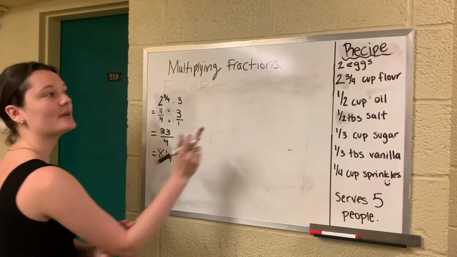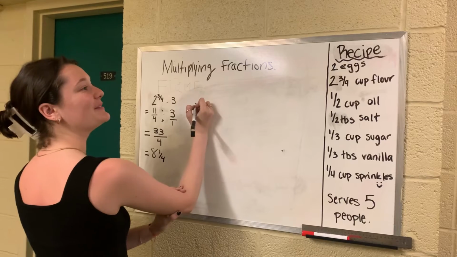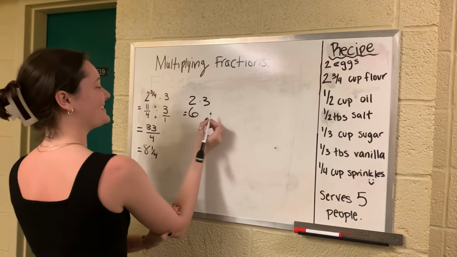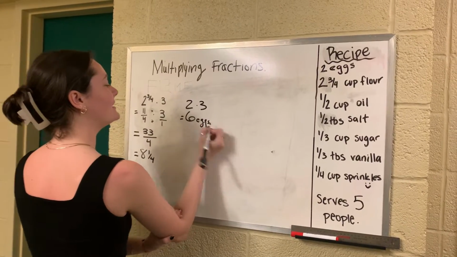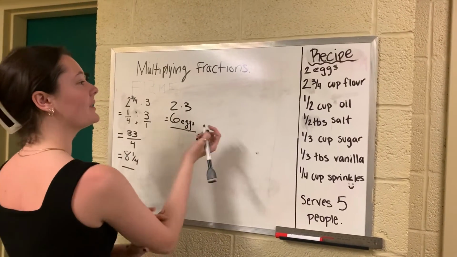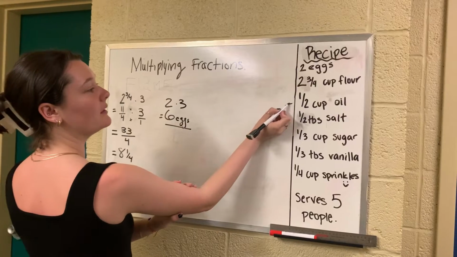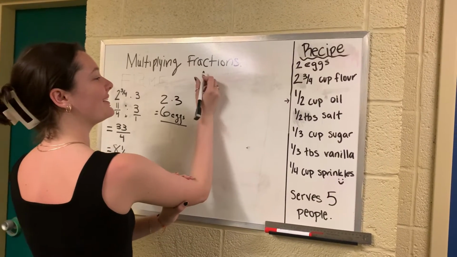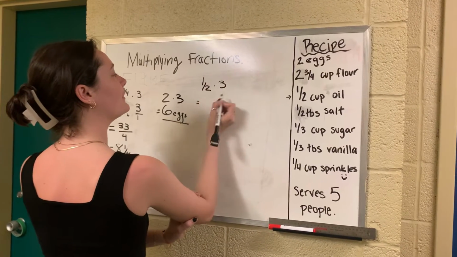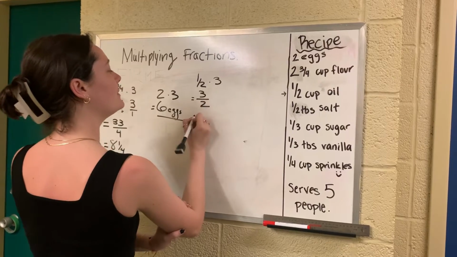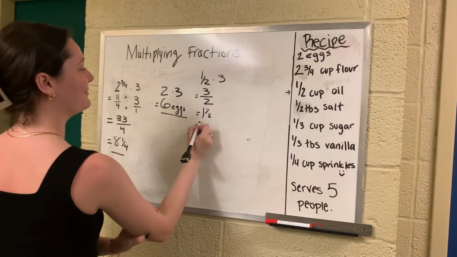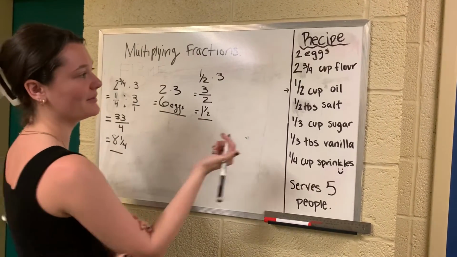So now onto the eggs. The eggs are pretty straightforward and don't use fractions, just 2 times 3, which is 6 eggs. Now we have 2 of our ingredients. Let's move on to the next one, olive oil. Now we do 1/2 times 3, which is equal to 3/2, which is equal to 1 1/2. So now we have 3 of them.